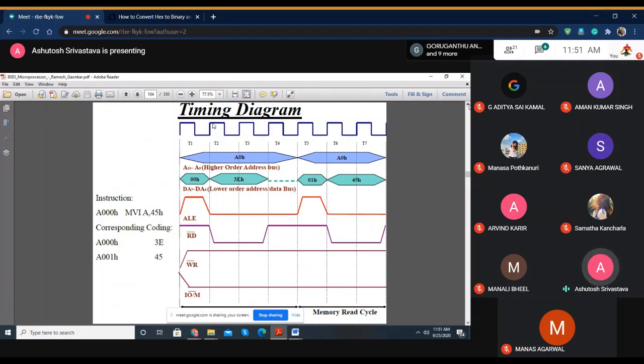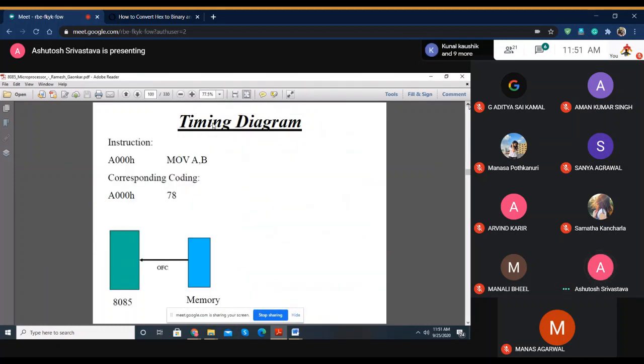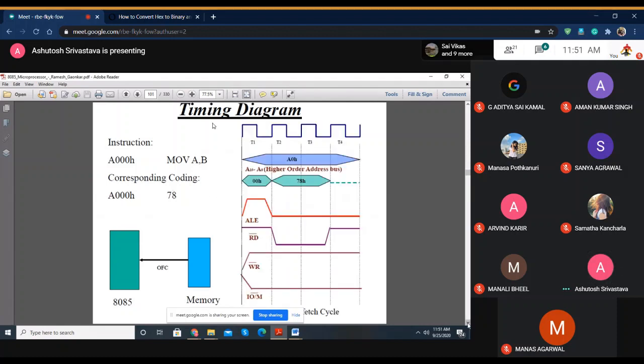You can see very well that as you are giving the instructions, say like MOV A, B, its corresponding code is 78. What does MOV A, B do? Moves data from B to A.